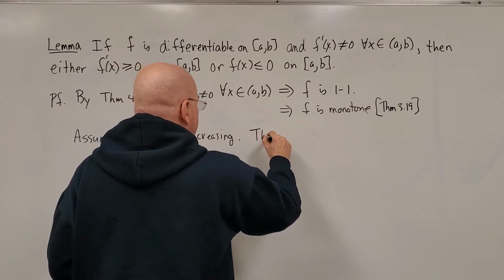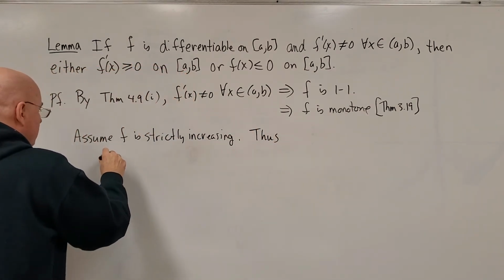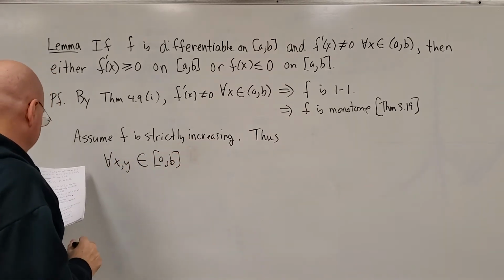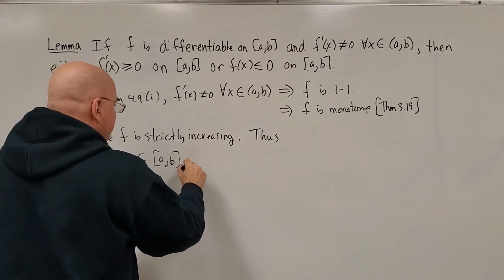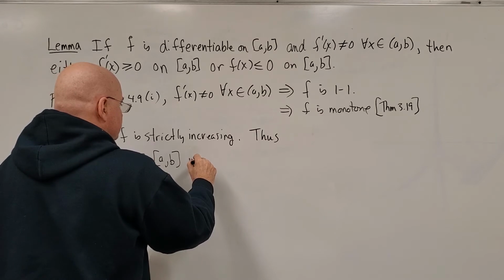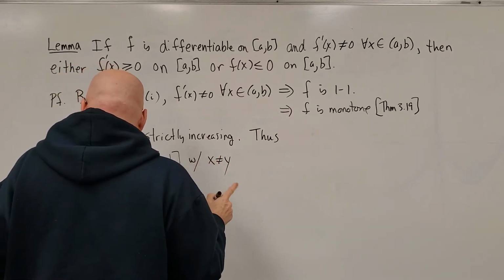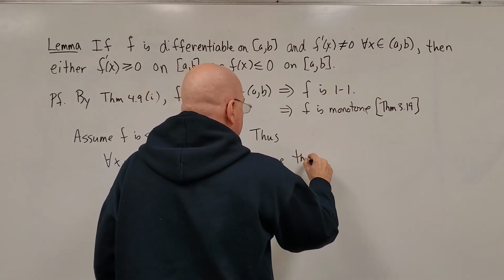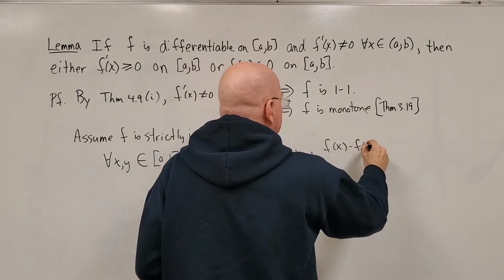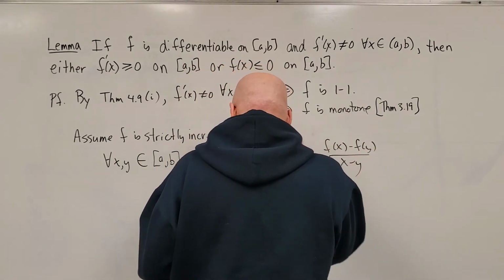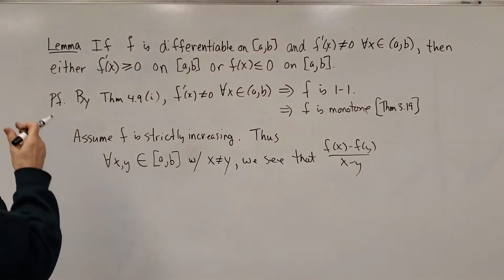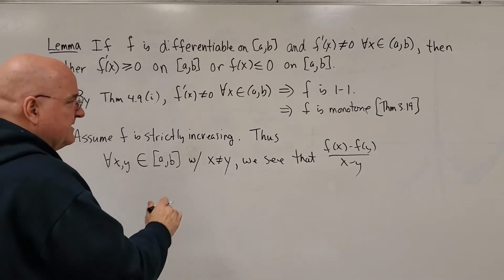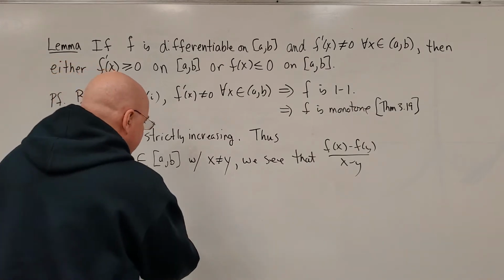Thus, for all x and y in the closed bounded interval [a,b], where x and y are not equal to each other, we see that (f(x) minus f(y)) over (x minus y), let's see, what can we say about that? It's an increasing function, so let's just say that x is less than y.